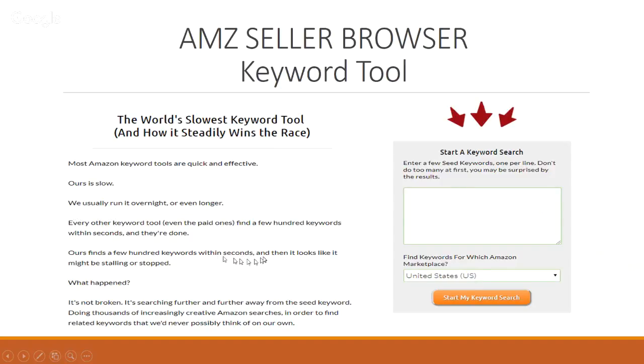I think when I was running mine, it got to 7,000 keywords for copper bracelet. I've never experienced that before. So it does actually give you a lot of data in return. So let's have a look at what we got from our keyword search.